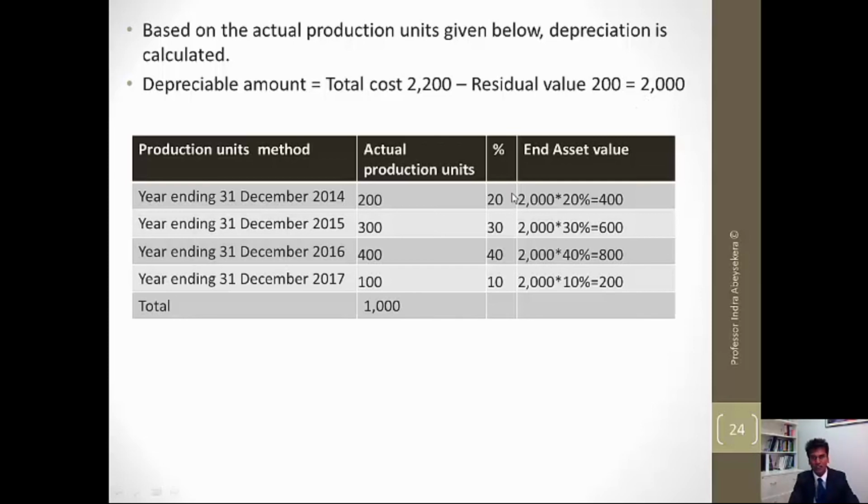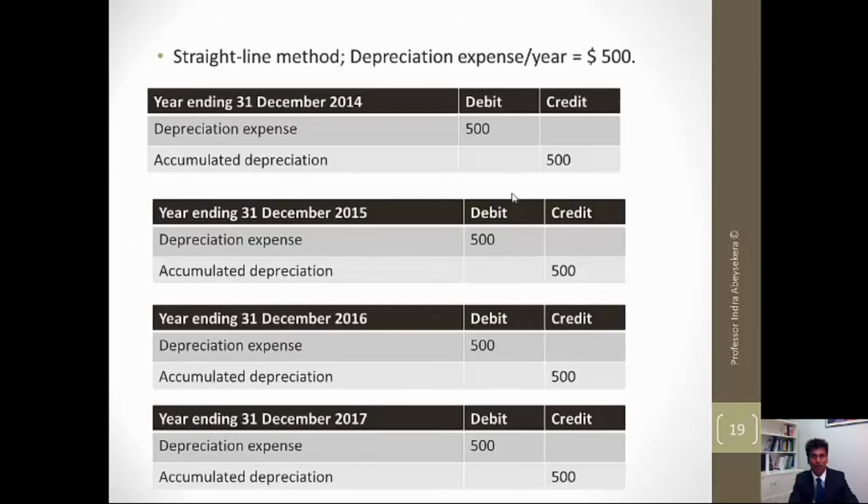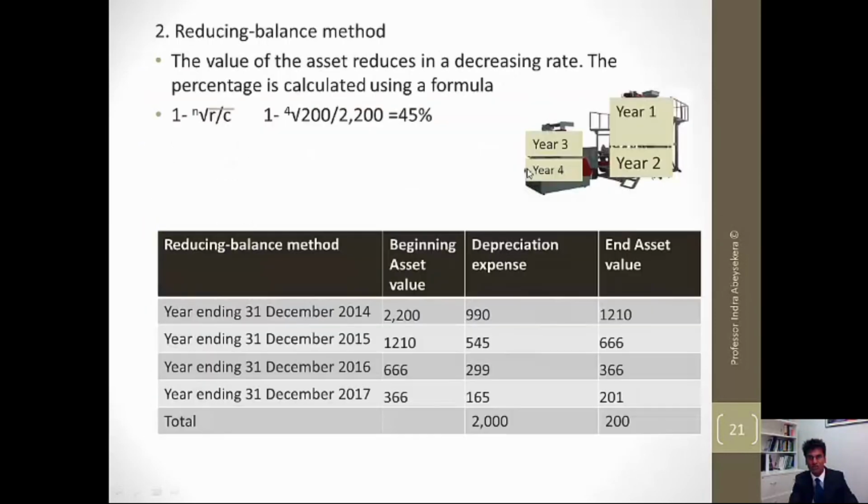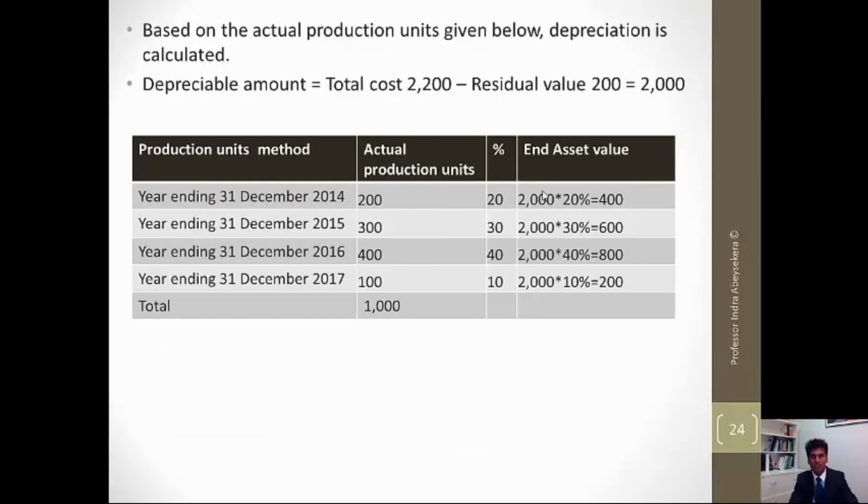You can look at it here. Under the straight line method, we also applied it to the depreciable amount, but over the 4 years as a constant amount. But here in the units of production method, we apply it to the depreciable amount, but the percentage is not constant. It is different because it is based on the actual amounts.